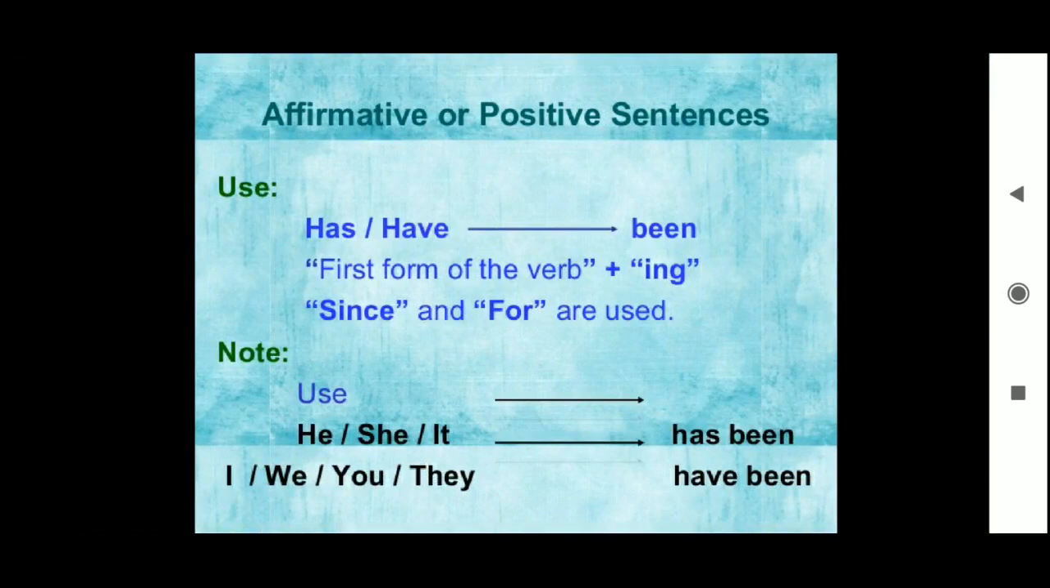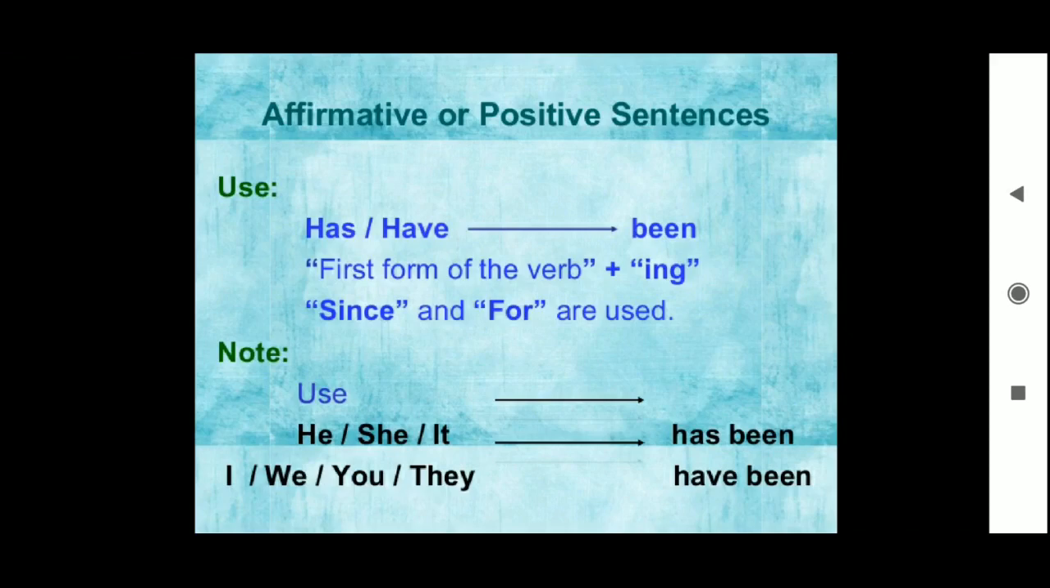Now look at the affirmative sentences or positive sentences of present perfect continuous tense. Use has or have been plus first form of the verb plus ing, and you will get since or for. We use since or for to indicate point of time or period of time. For point of time, we use since, and for duration or period of time, we use for.